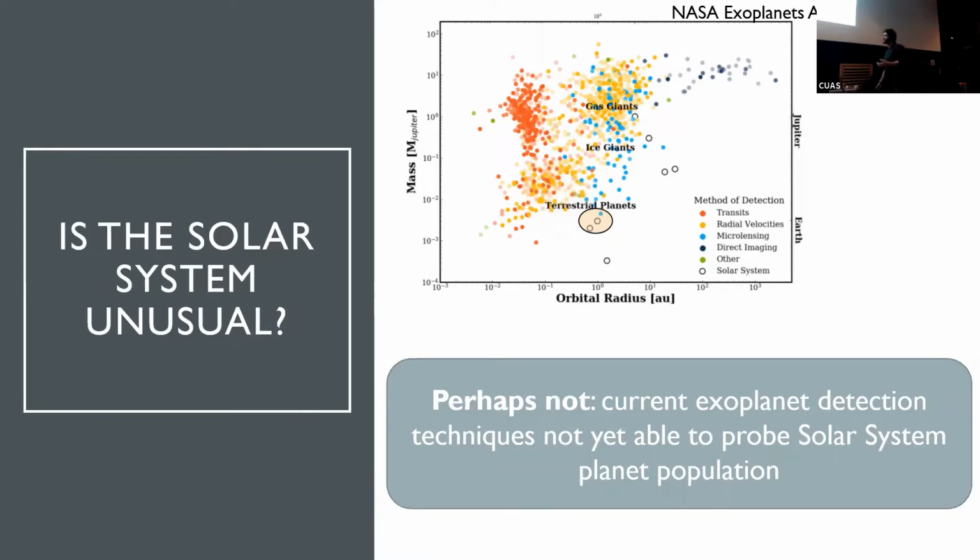So is the solar system unusual? Well, in this plot, it looks like it. But the way I try to imagine this is, imagine you went fishing in the sea and you took a net, and the net was only big enough that it could catch a whale. And you pulled that net out of the sea and you said, okay, I've got a little whale.